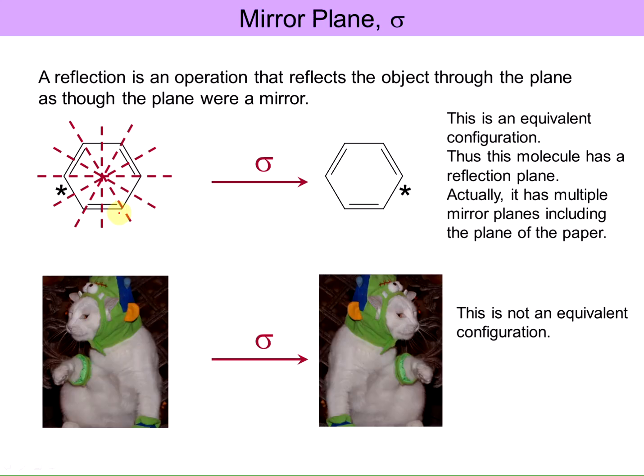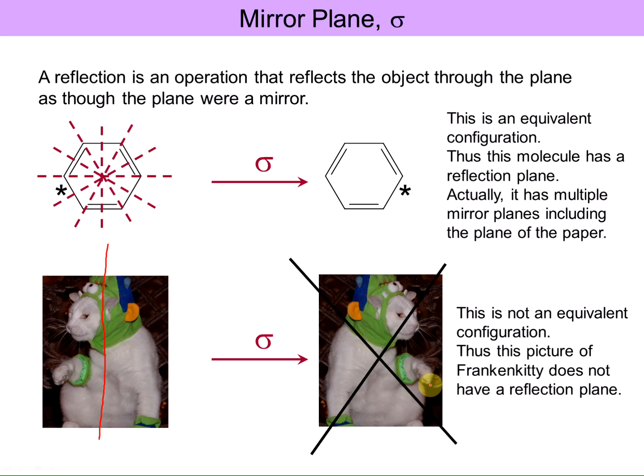Now if we take our picture of Frank and Kenny that we looked at when we used the identity operation and nothing happened, and I do a reflection, putting the plane right through there, and reflect it, notice that this doesn't produce an equivalent configuration because the cat's looking in the opposite direction. So this is not an equivalent configuration, and thus Franken-Kitty does not have a reflection plane.